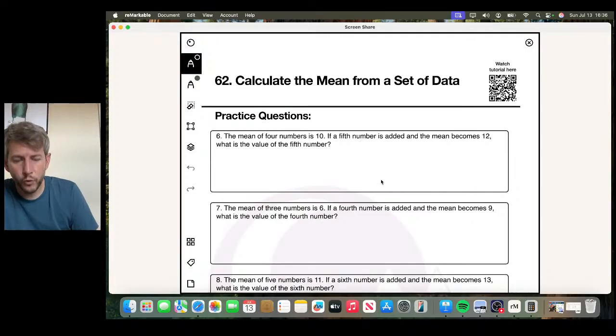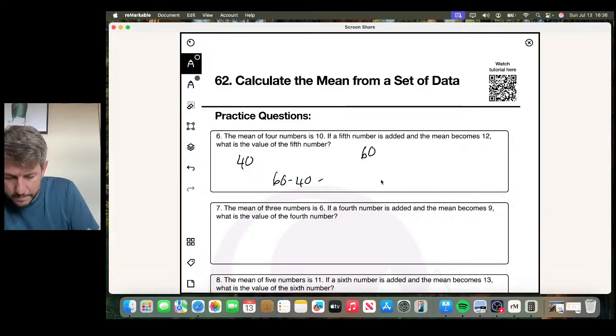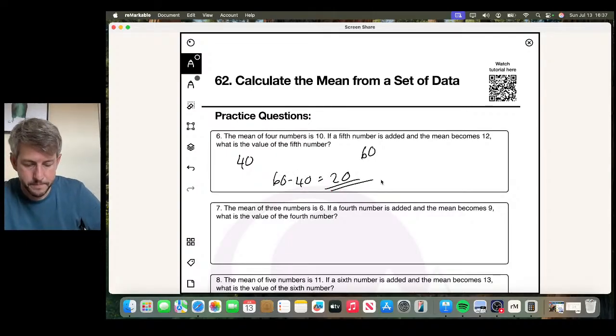So if there's 4 numbers with a mean of 10, that means they have a total of 40. 5 numbers with a mean of 12 have a total of 60. 60 take away 40 equals 20. So the 5th value must have been 20. Okay.